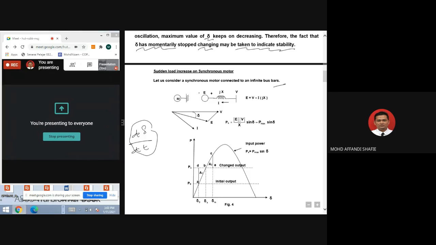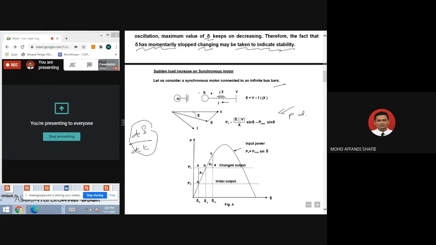So from here, E is equal to V minus I times jX. And then from here we can draw the phasor diagram. This is the phasor diagram. Here you can see the electric power, PE, is equal to EV over X sine sigma, which is P max sine sigma. So your input power PE is equal to P max sine sigma.